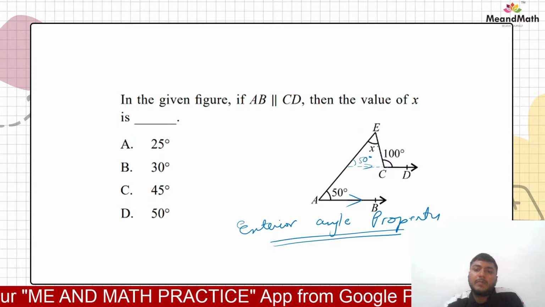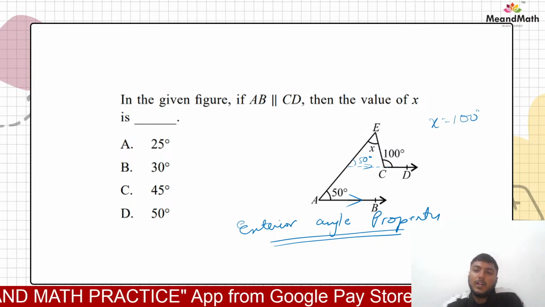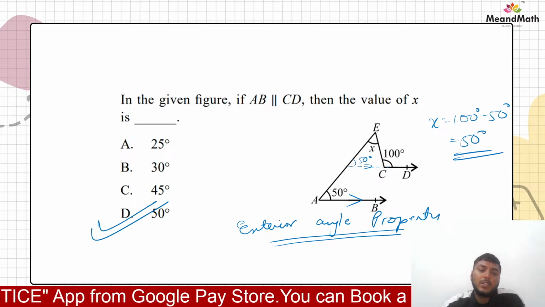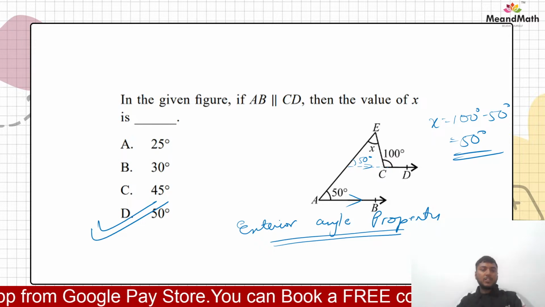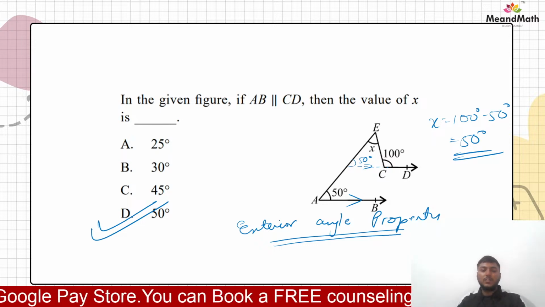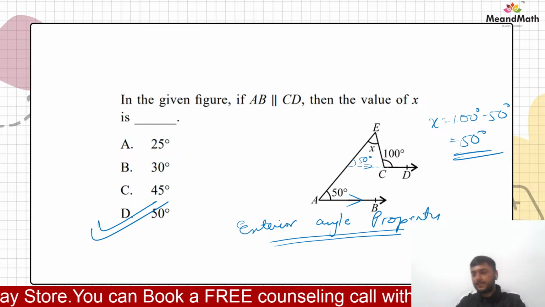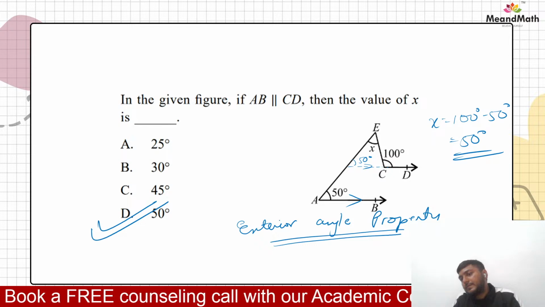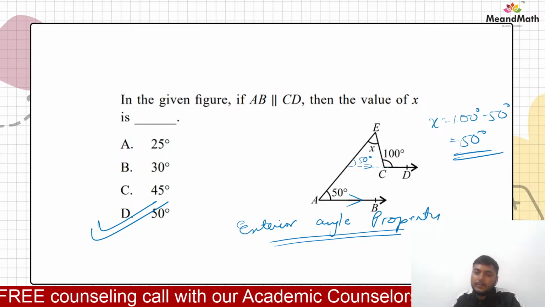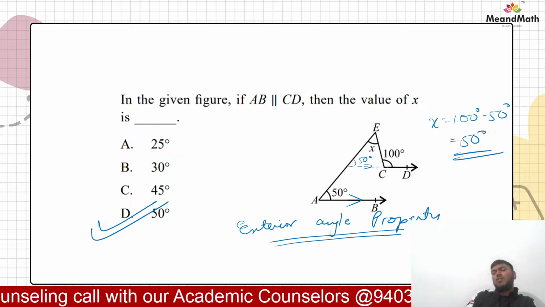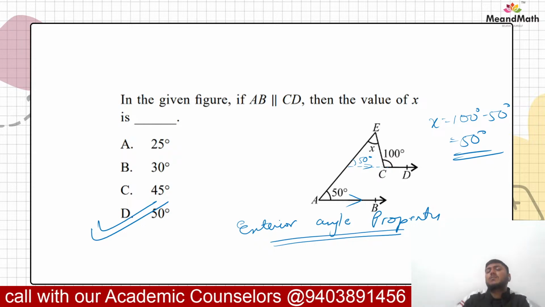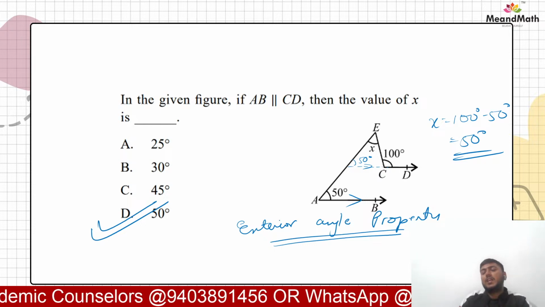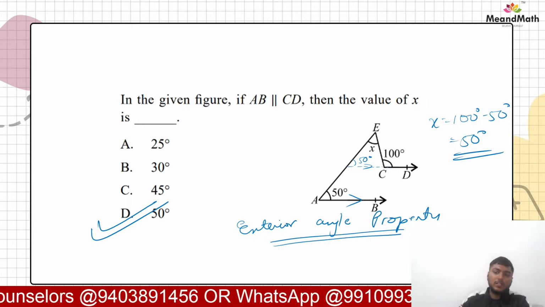So 100 minus 50, x is equal to what? 100 degrees minus 50 degrees, so that is 50 degrees. So that is why answer option D, right? That is why option number D should be correct. So this was also one of the easiest questions, but a small construction we had to do in this question. So again, I would say this was a really easy question.